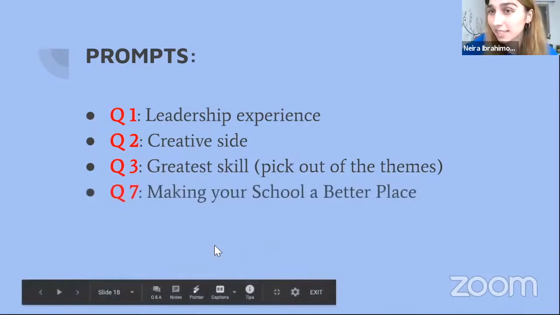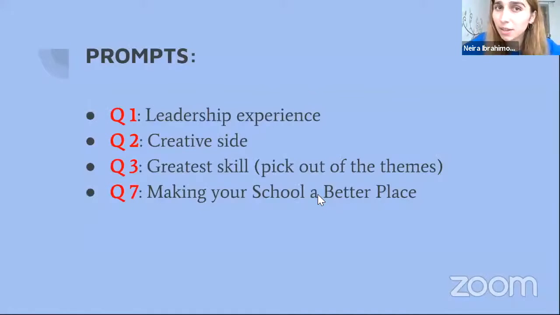Making school a better place. There's a question that asks, what have you done to make your school a better place? You can focus on a different theme and then answer this prompt. So as you can see, for all of these prompts, you pick the experience and then you pick how the experience fits the prompt based on how you shape that experience. Not that you pick the prompt and then pick an experience to fit the prompt.